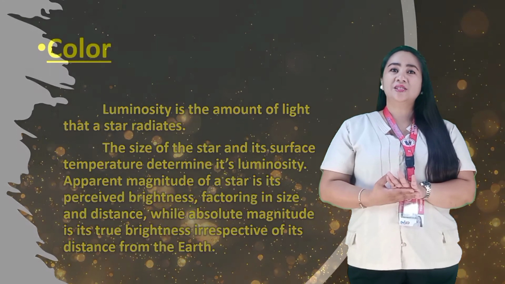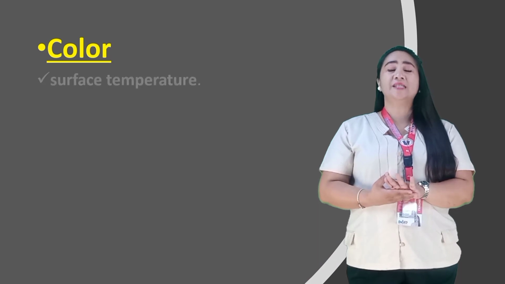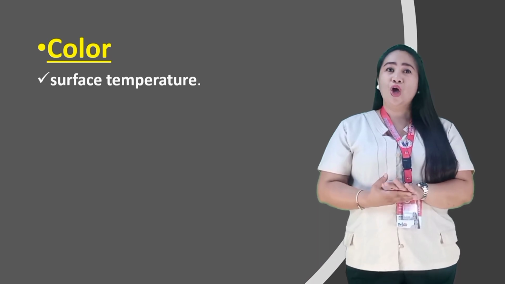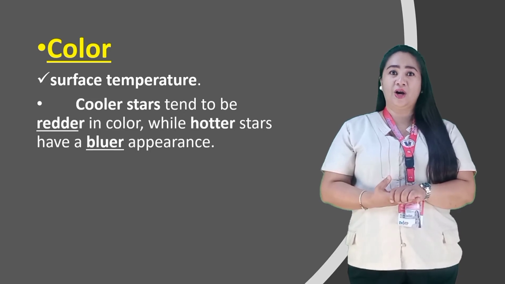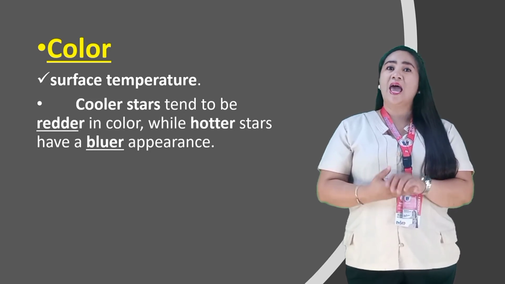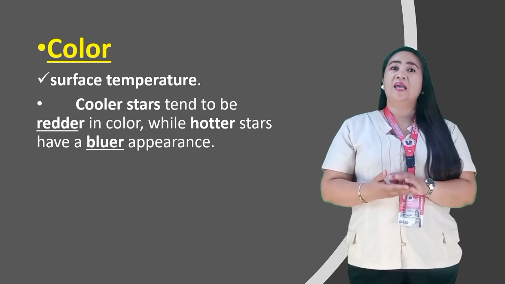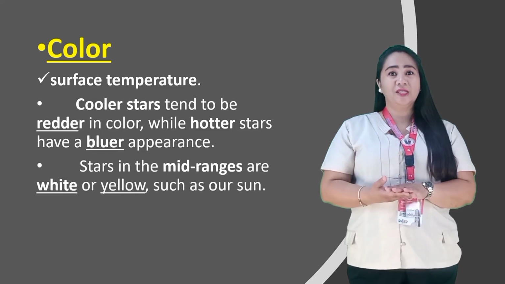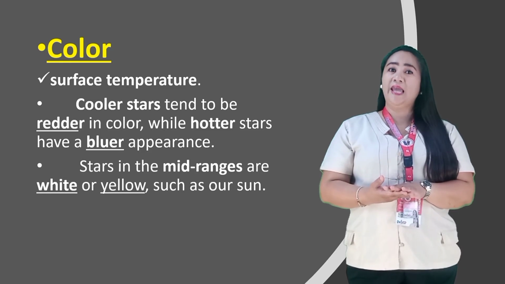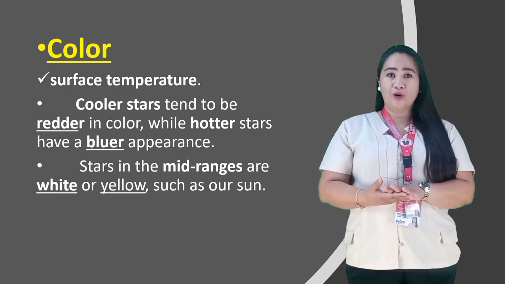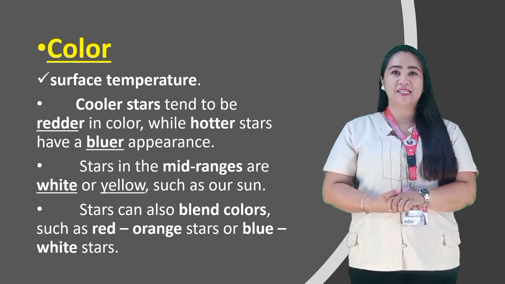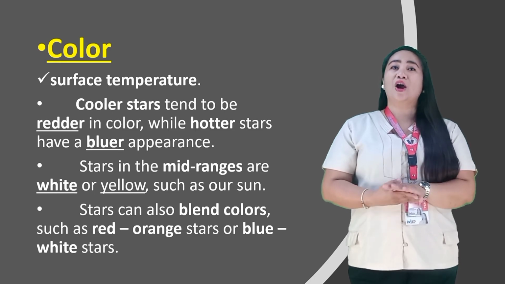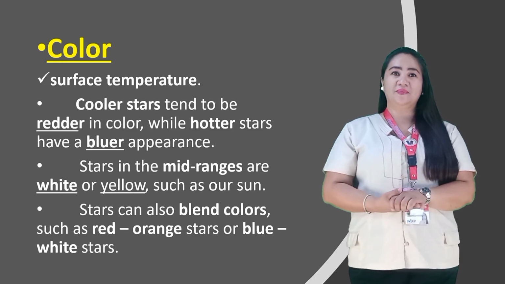Color. A star's color depends on its surface temperature. The coolest stars tend to be redder in color, while hotter stars have a bluer appearance. Stars in the mid-ranges are white or yellow, such as our sun. Stars can also blend colors, such as red-orange stars or blue-white stars.